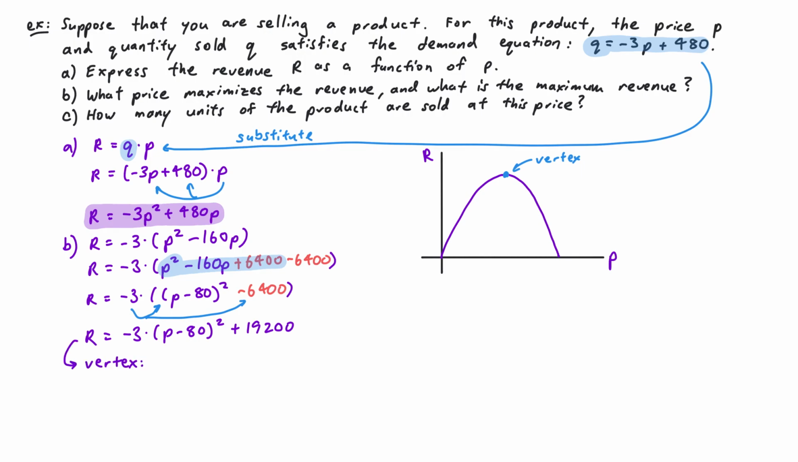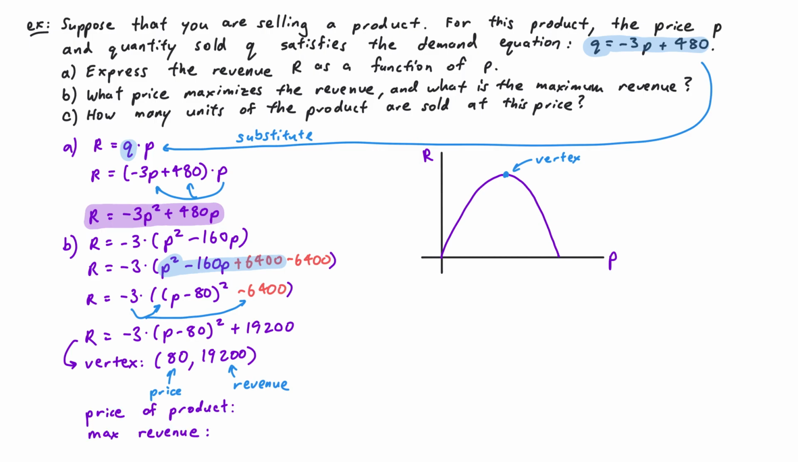For the first coordinate of the vertex, you want to look within the square, look at the number that's with your variable, and flip the sign. We have a -80 with our P, so the first coordinate of our vertex is positive 80. And then the second coordinate of the vertex is the number at the end. So that's going to be 19,200. Remember that for any point that's on our graph, the first coordinate tells me about the price, and the second coordinate tells me about the revenue.